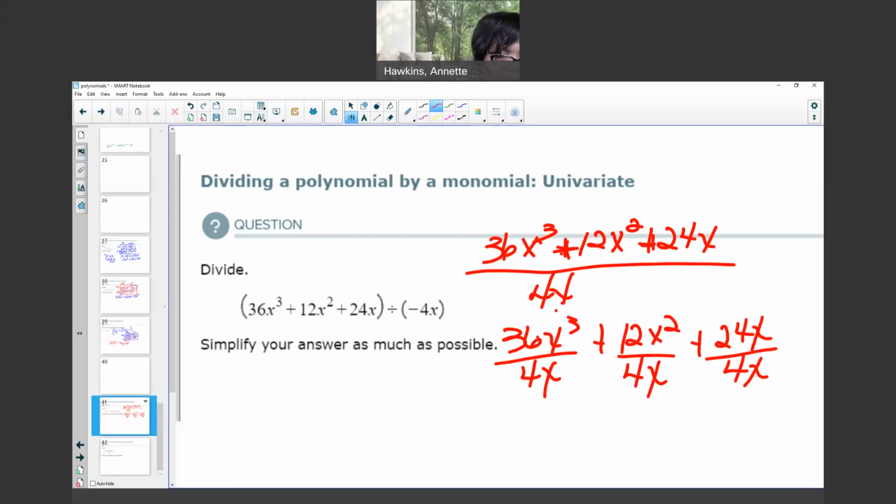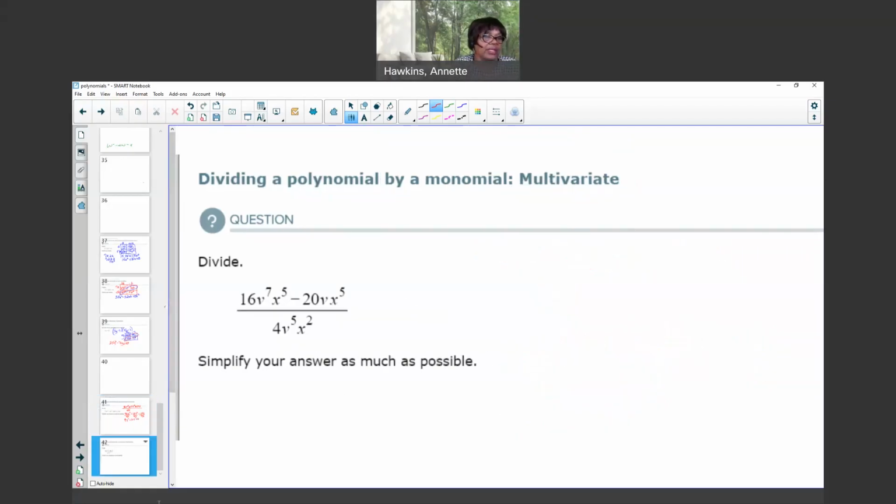And so 36 over 4, the number is 9, but I'm dividing, so with these variables, okay? With variables, we don't divide the exponents. We have to subtract the exponent. 3 minus 1 is 2. 12 divided by 4 is 3. 2 minus 1 is 1. 24 divided by 4 is 6, and these x's cancel. I think there's one more. All right, let's do this last one.